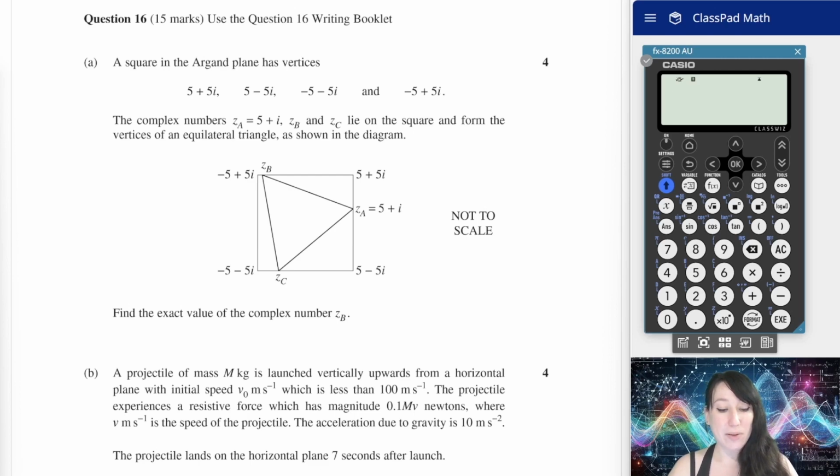Question 16a. A square in the Argand plane has vertices 5 plus 5i, 5 minus 5i, -5 minus 5i, and -5 plus 5i. The complex numbers za equals 5 plus i, zb and zc lie on the square and form the vertices of an equilateral triangle, as shown in the diagram. Find the exact value of the complex number zb.